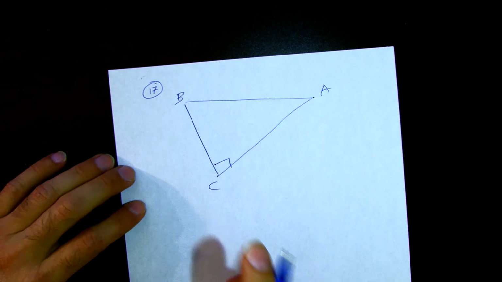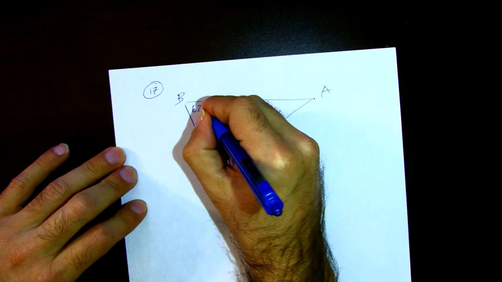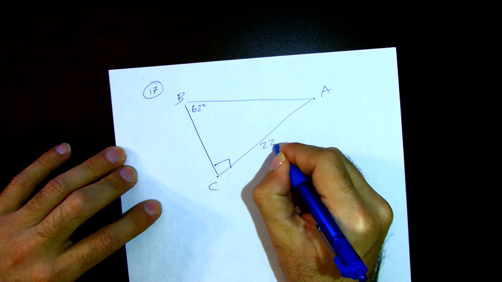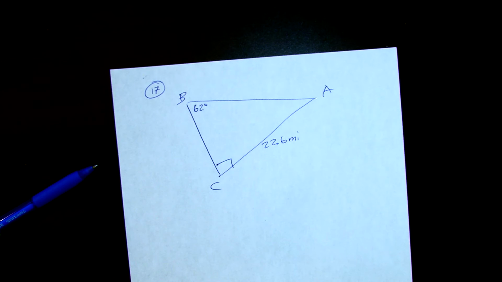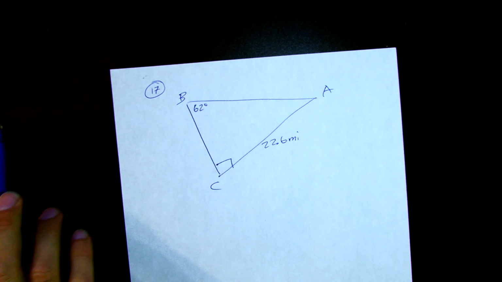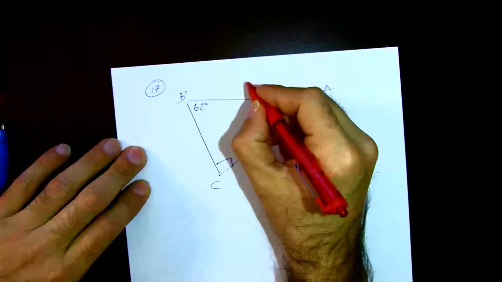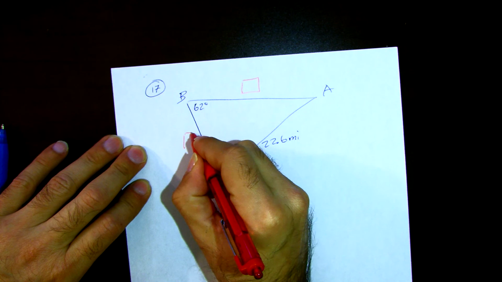All right, look, we have 62 degrees, 22.6 miles. Oh, there's Colin. I have to, okay. I have to. All right, here we go. So what we need to do is figure out this side length and this angle.